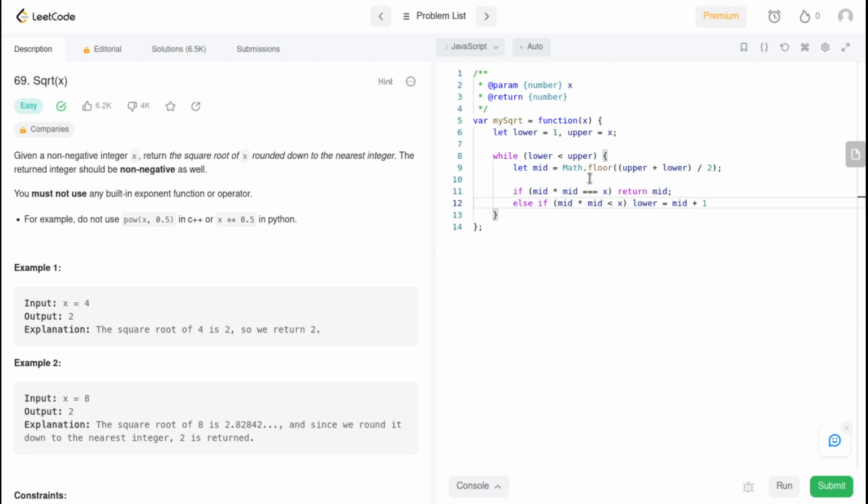Because the guess is too low, so we need to increase the lower bound. So basically the lower becomes higher than the midpoint. And then we can say, okay, else we're going to create the upper equal mid minus 1.